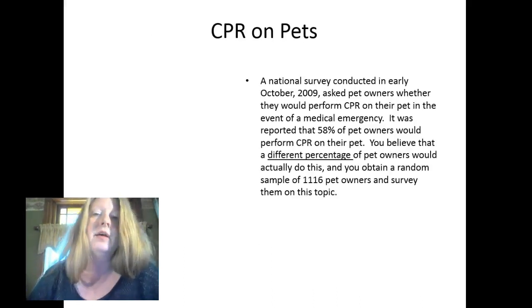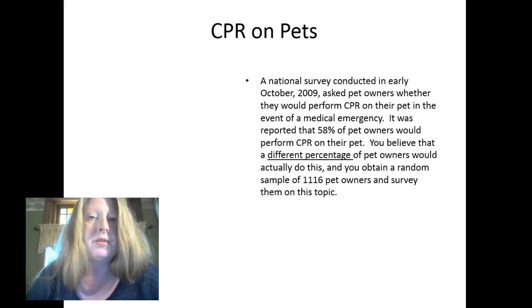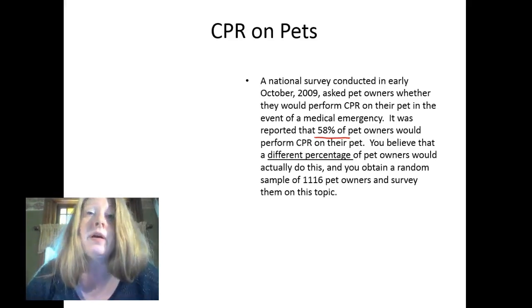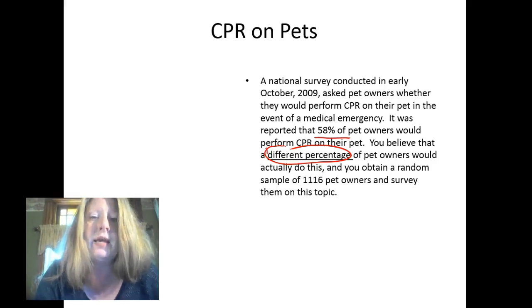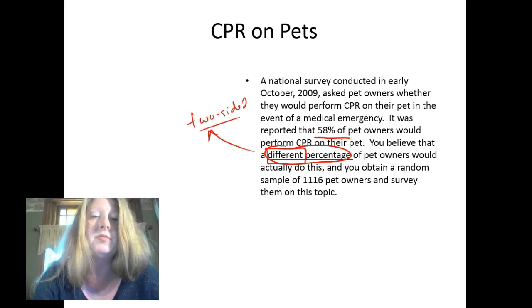CPR on pets. There was a national survey conducted in 2009, and they made this claim that 58% of pet owners perform CPR on their pets. So they're making a claim about what they feel is going on in the population. Now, let's say that you believe that claim is wrong. What you believe is that a different percentage of pet owners would actually do this. We're not saying that you think more or less than 58% would do this. You just think something different is going on. This is really the key word here to clue you into the fact that you need to do a two-sided or two-tailed test. You need to have a two-sided or two-tailed alternative hypothesis.